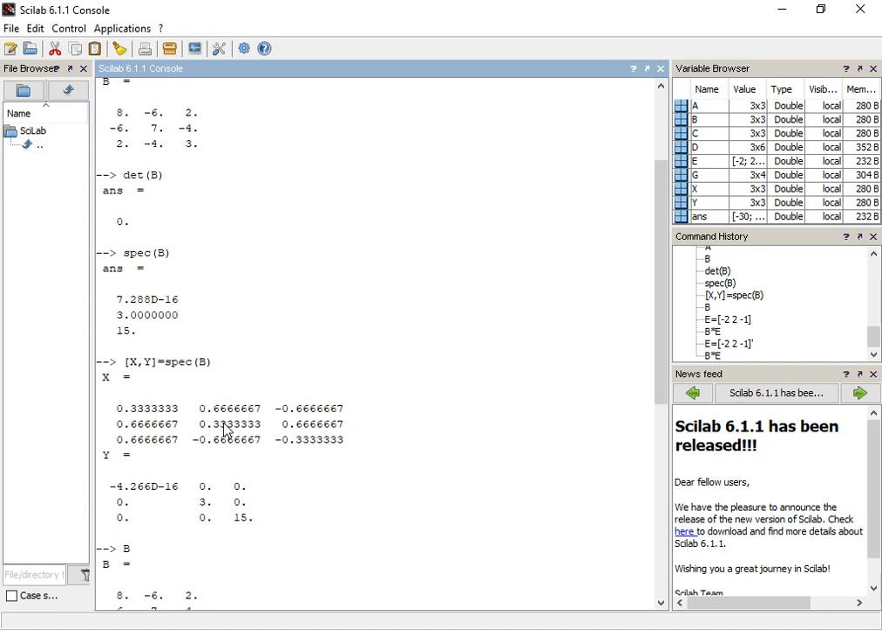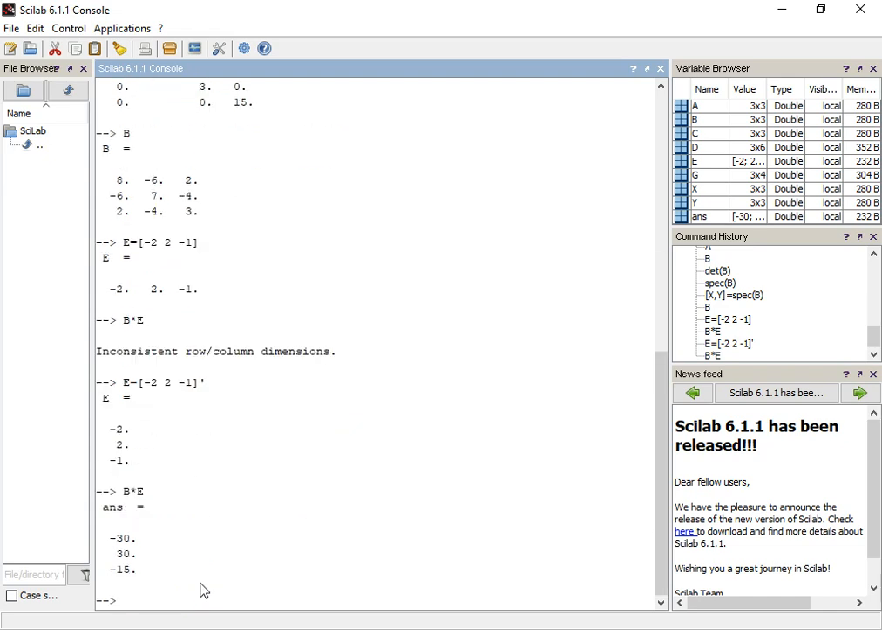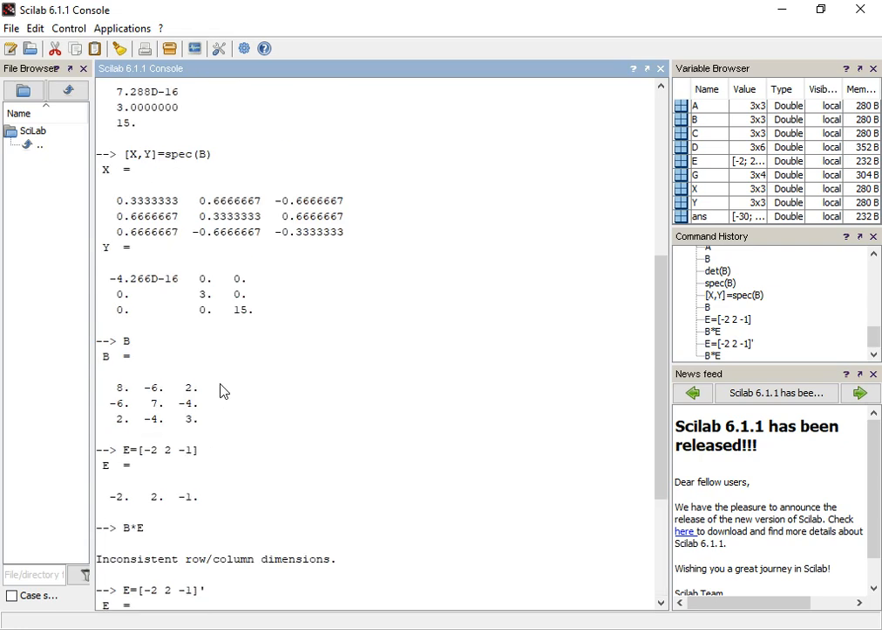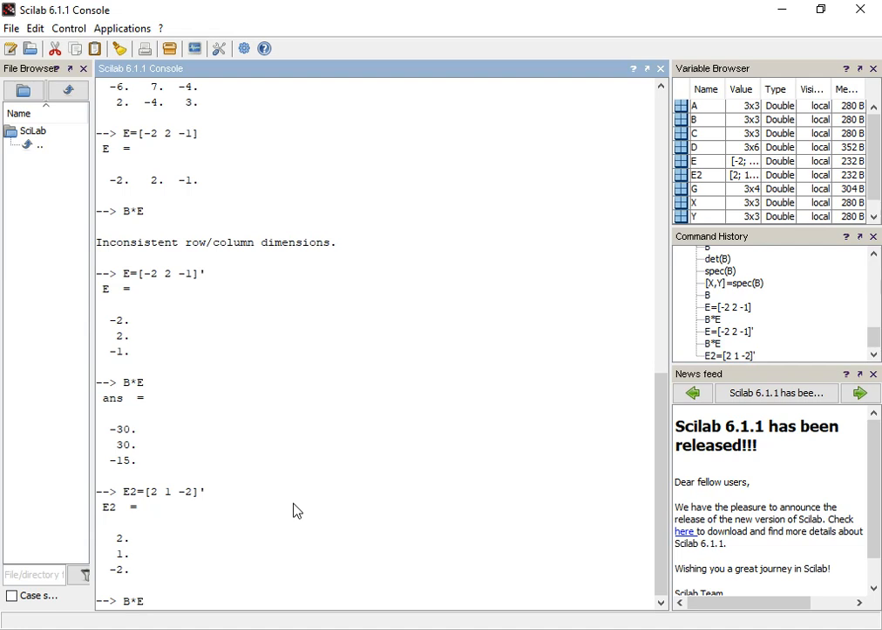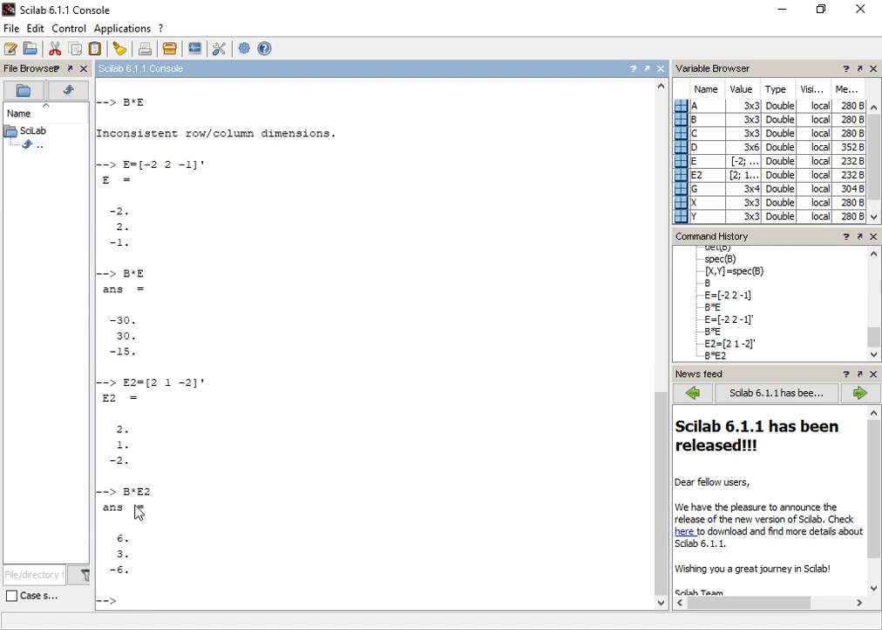Similarly, let's do this for 3. As I have said, either write it in this fashion or divide everything by 0.333, so you have 2, 1, minus 2. Let me say E2 is 2, 1, minus 2, transpose. Now go for B star E2. See, everything is multiplied with 3. 2 times 3 is 6, 1 times 3 is 3, and minus 2 times 3 is minus 6. So you can say that it is the eigenvector for 3.